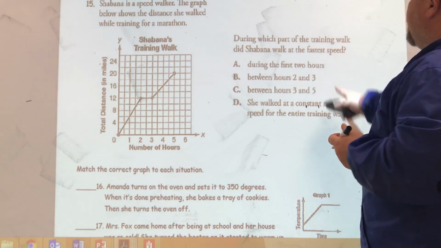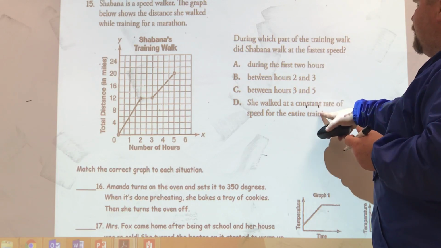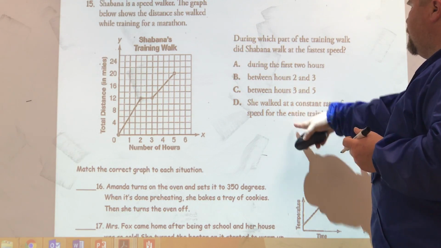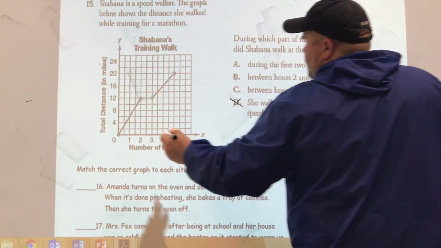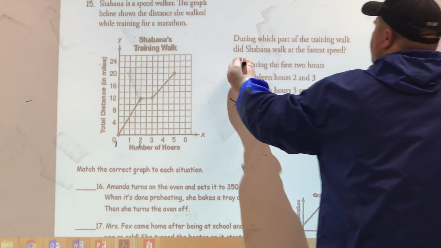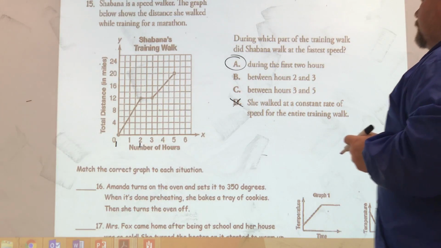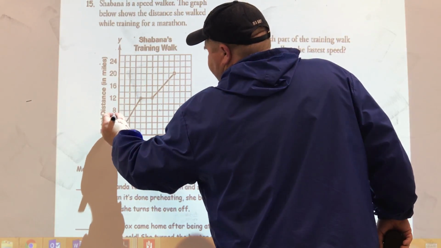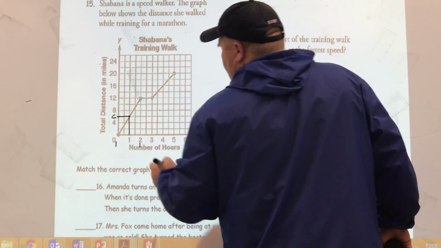So let's take a look at what we have. During the first 2 hours, between hours 2 and 3, hours 3 and 5, or she walked at a constant rate of speed for the entire training. We know that she didn't do this. And we see that it's between the first 2 hours. So this is going to be A, her first 2 hours for the fastest speed. And she was actually walking at 6 miles per 1 hour.